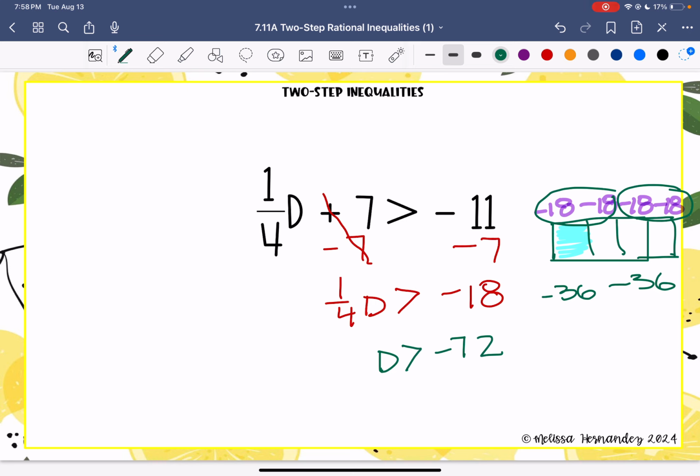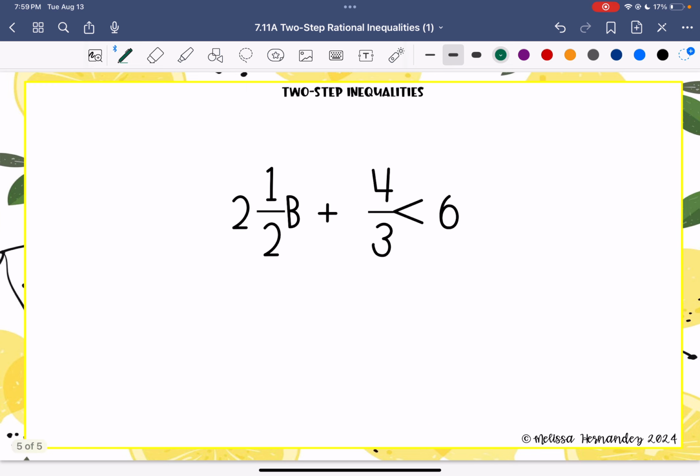What's a number bigger than negative 72? So that'd be negative 71, negative 70. Keep going all the way to 0. Any positive numbers. So it's open. And it gets graphed towards the right because the numbers get bigger as you go to the right. All right. One last one.